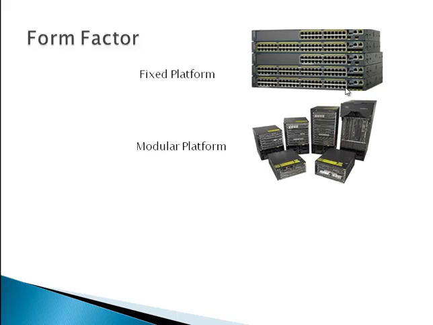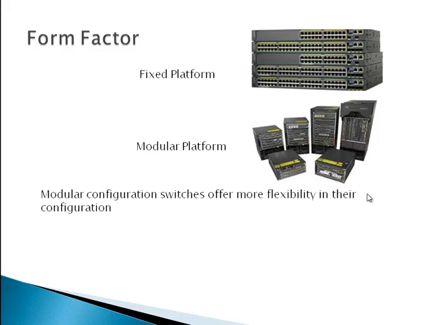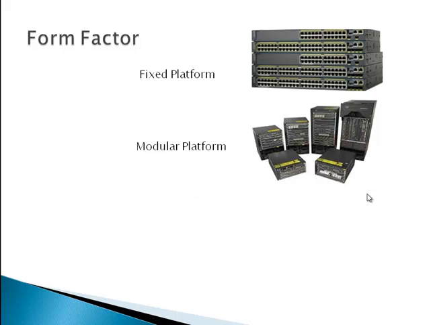Then we have the modular platforms. The modular platforms are more for high-end businesses because these switches will have modules. If you need, for example, an extra 24 ports, you just buy another module and add it in the switch, and that will give you an extra 24 ports. Which means these here are modules. On top of it, these switches will have redundant power. For example, you can't see it very well, but down here there are 2 power supplies. So in case one of them fails, the other one will take over. So modular configuration switches offer more flexibility in their configuration.